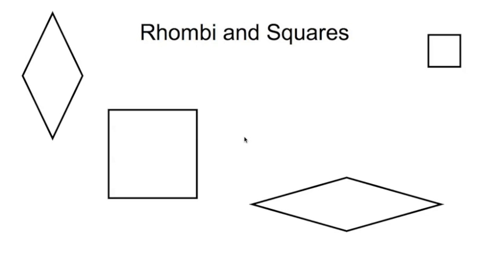Next up, we're learning about rhombi and squares. A rhombus is a parallelogram with all four sides congruent. A square, on the other hand, is a parallelogram that is both a rectangle and a rhombus. Next, we're going to learn about their properties.